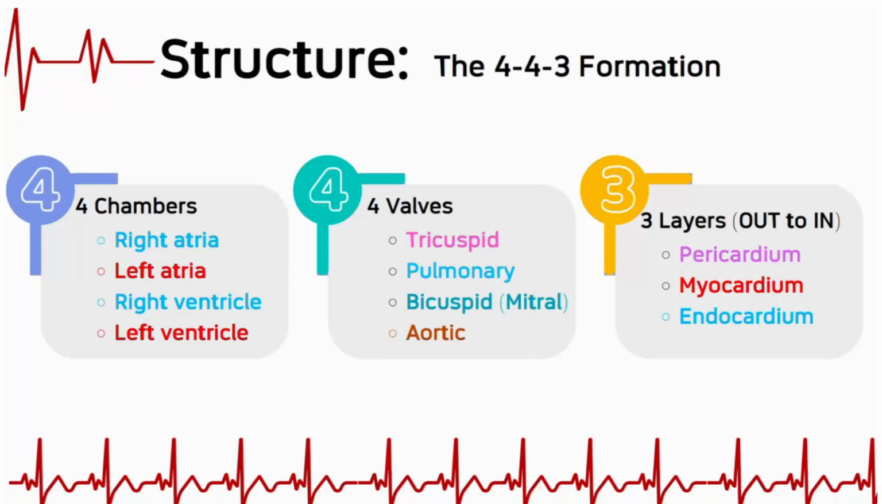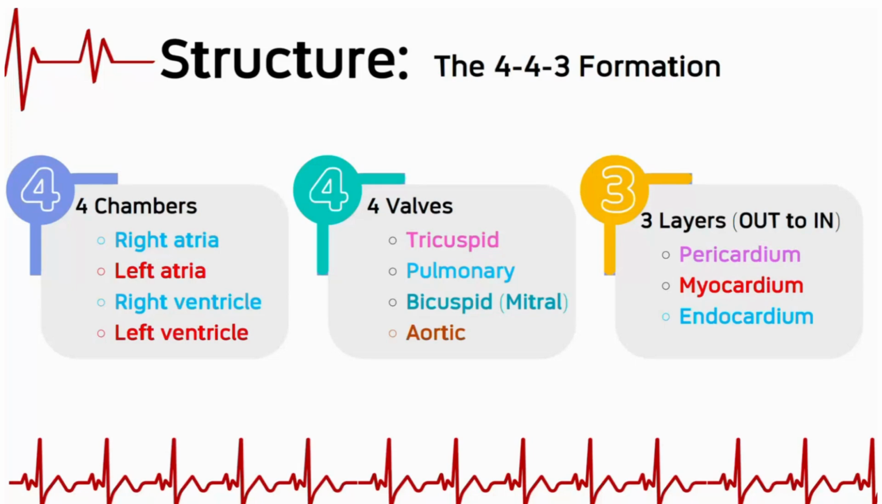So if we just focus briefly on these diagrams, the right side of the heart, so the right atria and right ventricle, deals with the deoxygenated blood, and the left side of the heart, so the left atria and left ventricle, deals with the oxygenated blood.